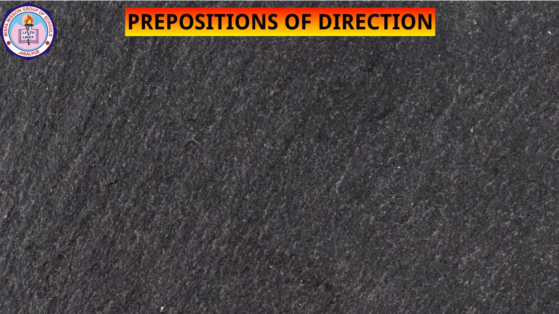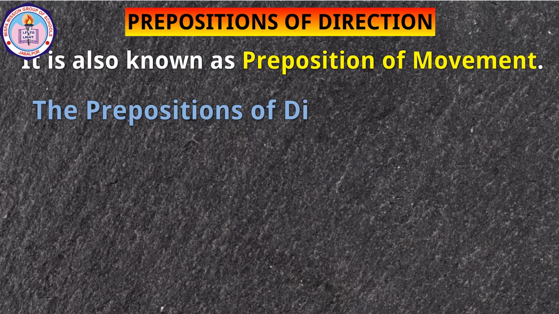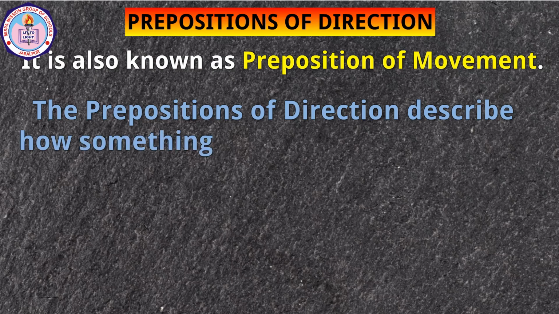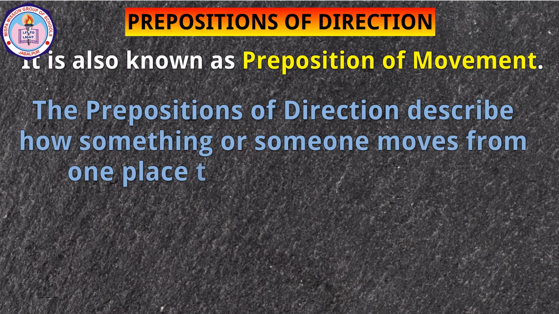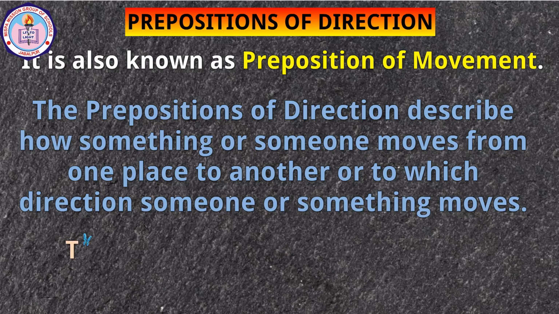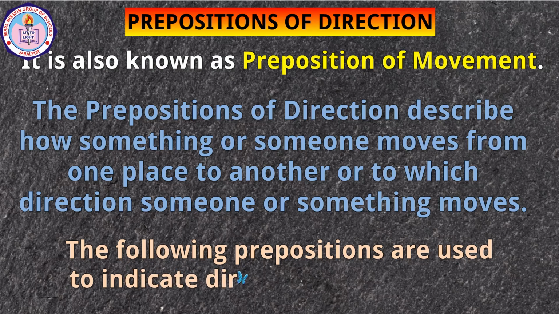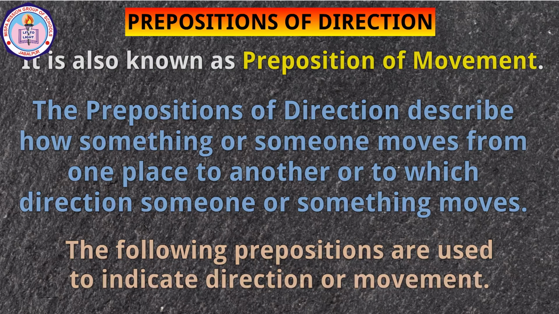The next type is prepositions of direction. It is also known as preposition of movement. The prepositions of direction describe how something or someone moves from one place to another or to which direction someone or something moves. The following prepositions are used to indicate direction or movement.